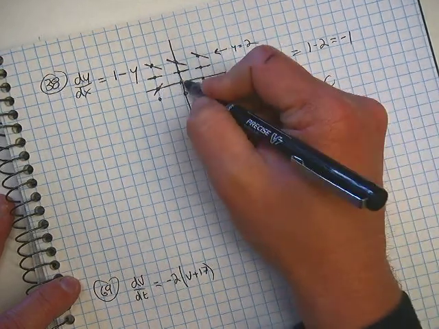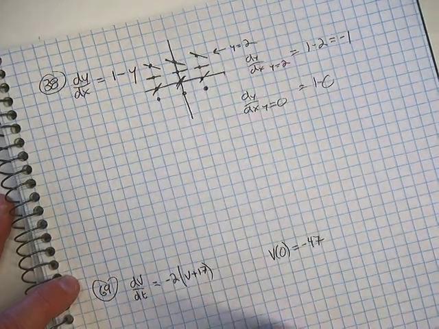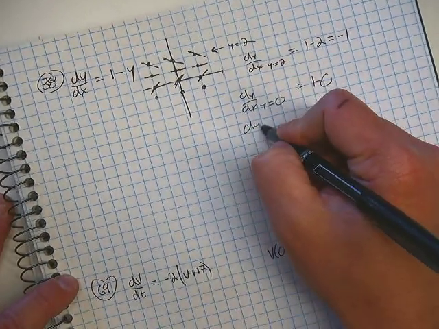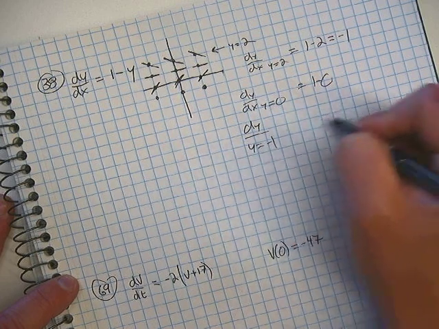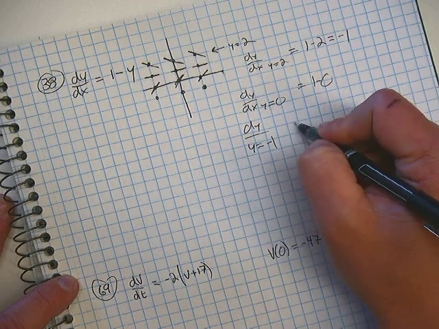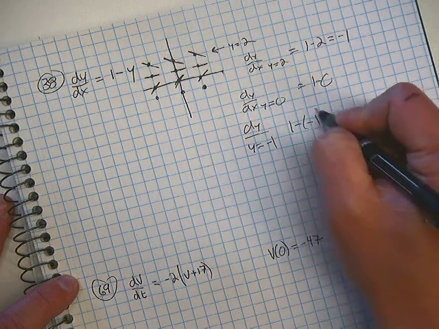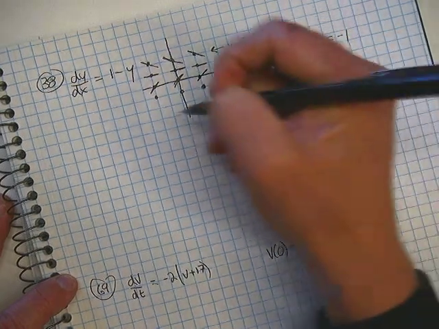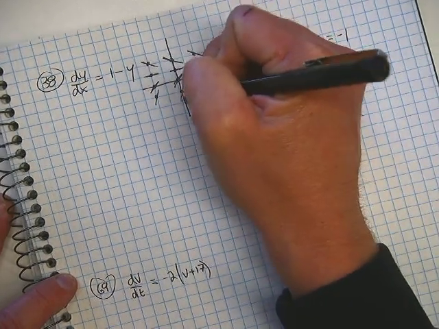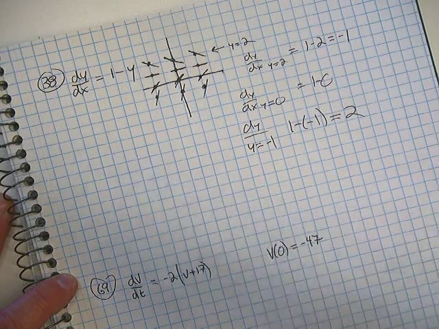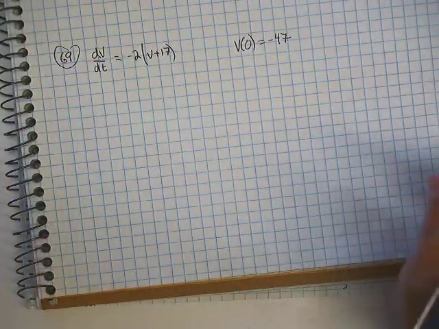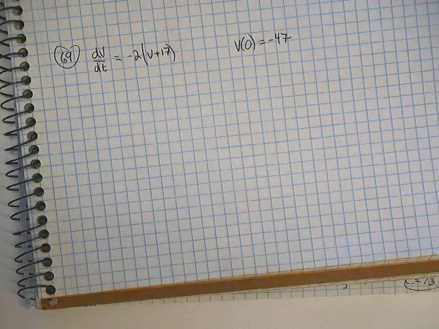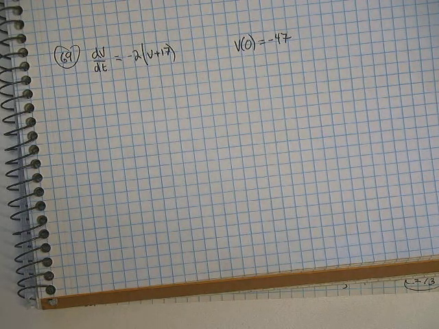Plug in right here, y is 0, so we get dy dx when y is 0, and that gets us 1 minus 0, so it gets us 1. So positive 1, positive 1, positive 1. And then dy dx when y equals negative 1 gives us 1 minus negative 1, which is 2. So positive 2, much steeper, much steeper, much steeper. There's full credit right there.